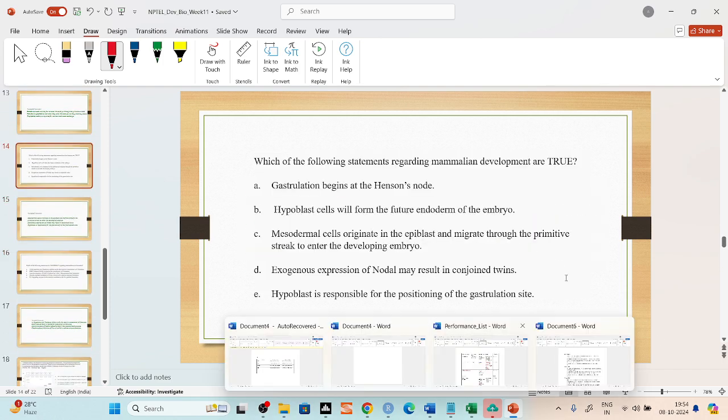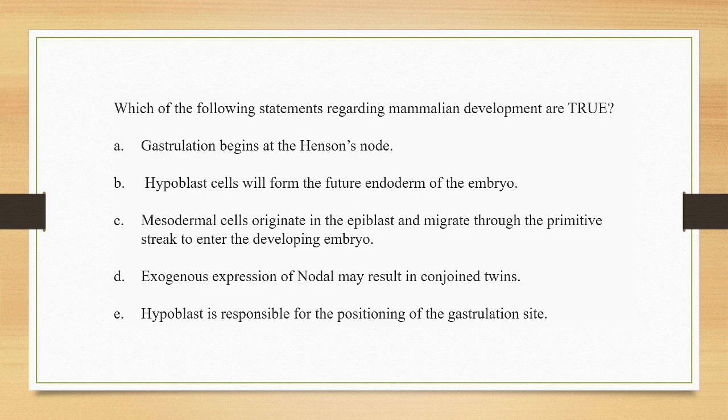Okay, this is the next question. What does the question say? Which of the following statements regarding mammalian development are true? A, gastrulation begins at the Hensen's node. B, hypoblast cells will form the future endoderm of the embryo. C, mesoderm cells originate in the epiblast and migrate through the primitive streak to enter the developing embryo. D, exogenous expression of nodal may result in conjoined twins.